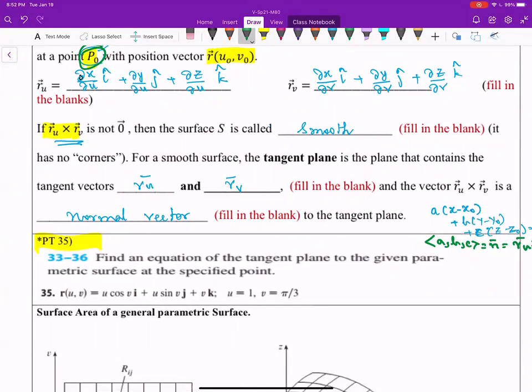So problem number 35 is based on this idea, finding the equation of the tangent plane. This problem you find in the videos for this section. So refer to the videos for this section 16.6.